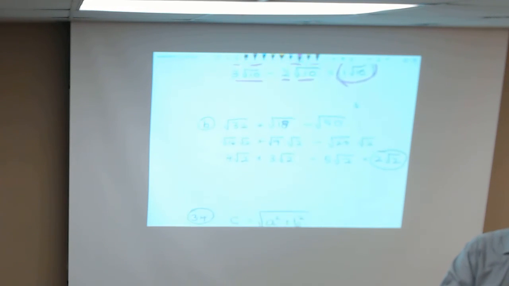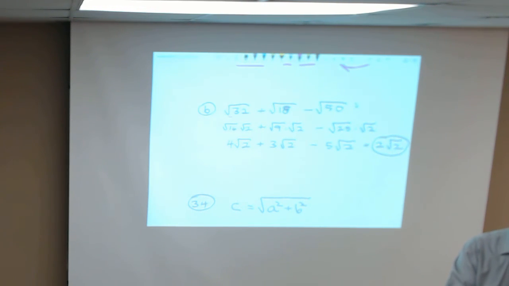Number 33b. I'm going to add these 3. I'm going to add these 2 and subtract this one. So I have 16 and 2, 9 and 2, and 25 and 2. 4 radical 2 plus 3 radical 2 minus 5 radical 2 equals 7 minus 5, 2 radical 2.